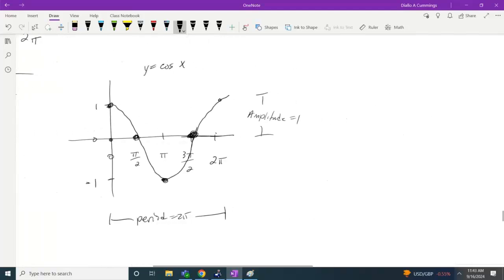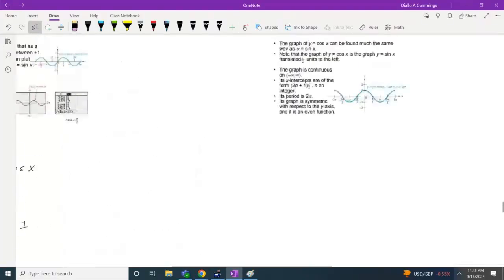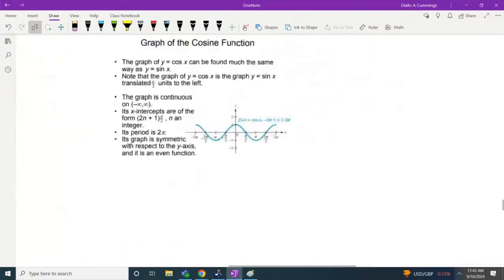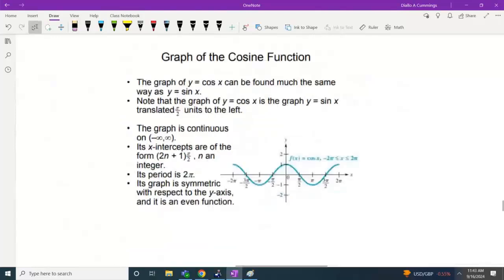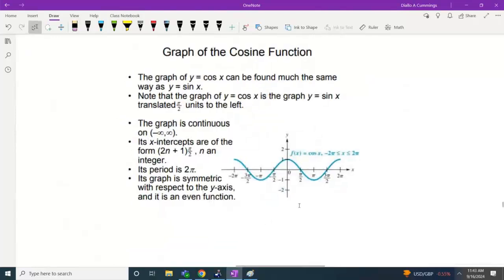So now just some facts about the cosine curve. The cosine is an even function. So remember that sine is odd, the cosine is an even function, and just remember that even functions are symmetric with respect to the y-axis. That means if you were to take the graph and fold it along the y-axis, it would overlap onto itself exactly.